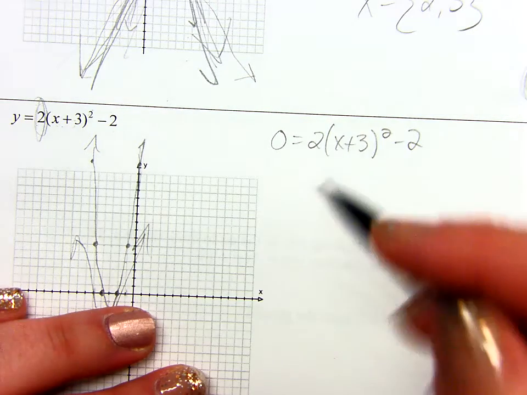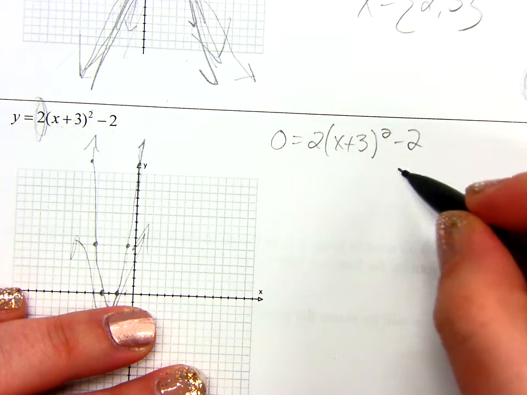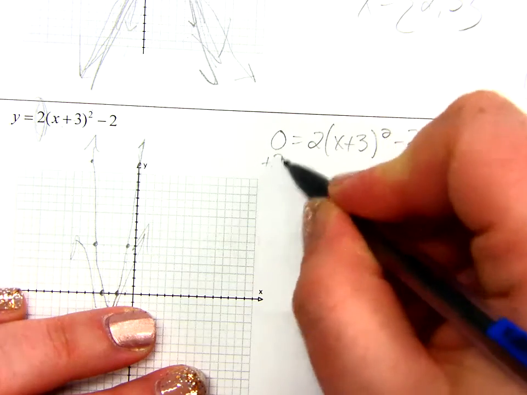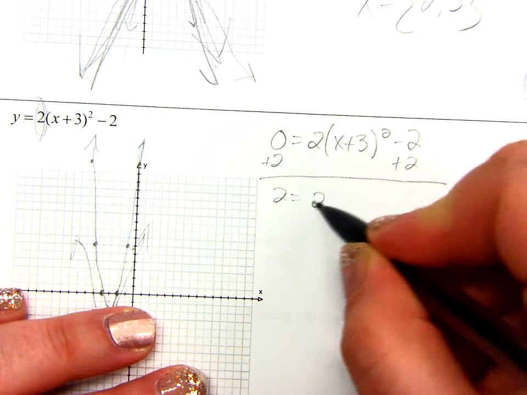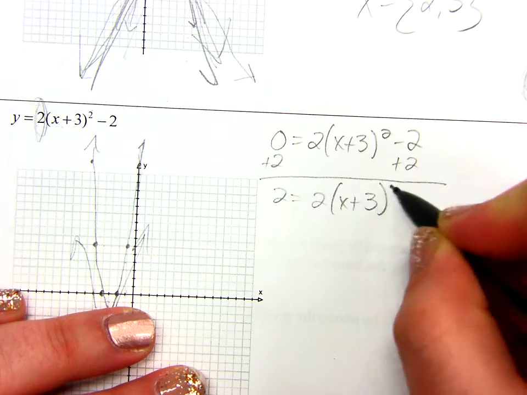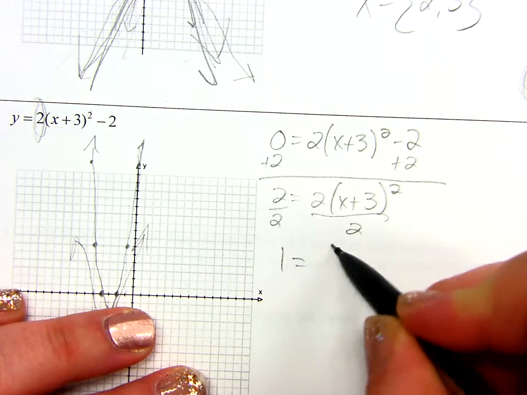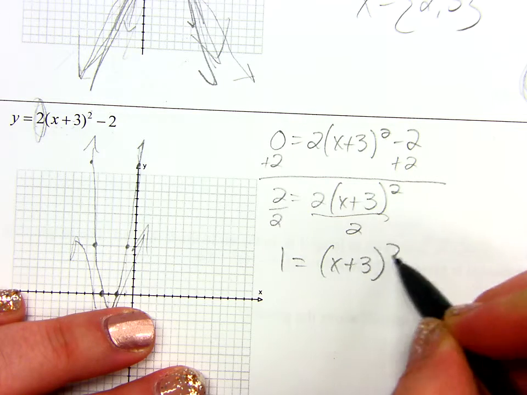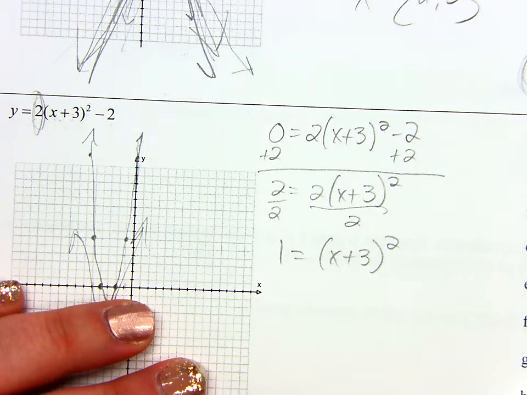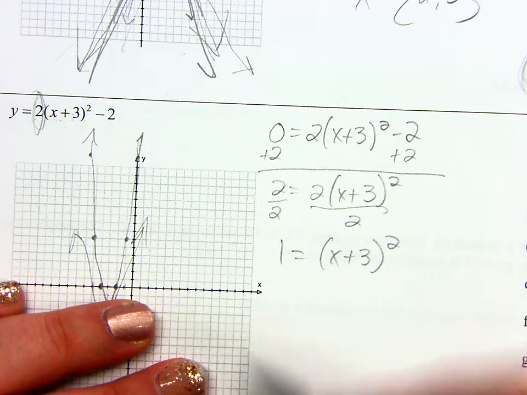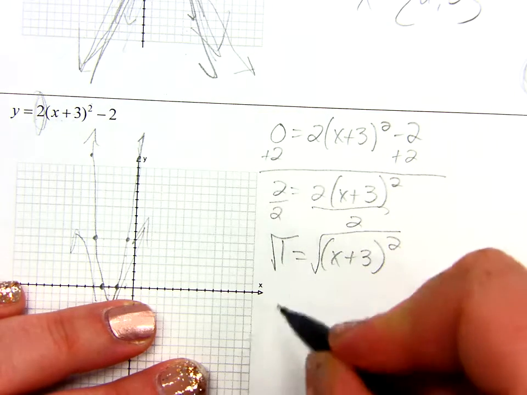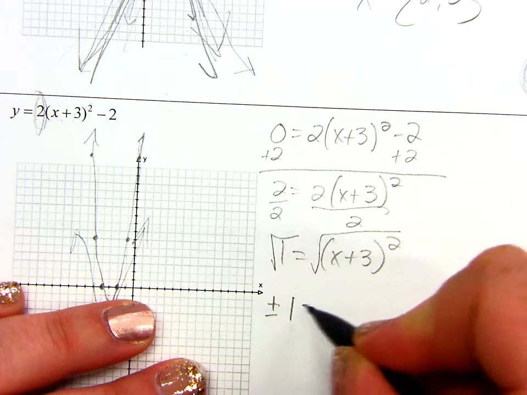Guys, you're going to get the thing that's being squared by itself, remember? Add 2. Divide by 2. Now what? Something's jumping out at you, right? Now you're like, oh yeah, of course, I can just take the square root of both sides. The square root of 1 is positive and negative 1.